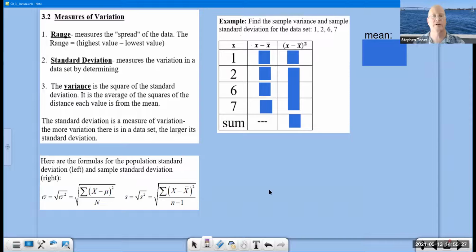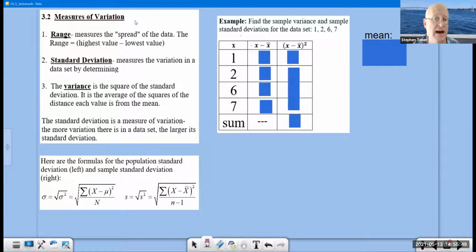Okay, now we're going to change gears, and we're not going to be looking at measures of center, but instead we're going to be looking at measures of variation. Now, the range is the easiest of these calculations here. It just measures the spread of the data. Essentially, you are just going to subtract the low value from the high value to get that range.